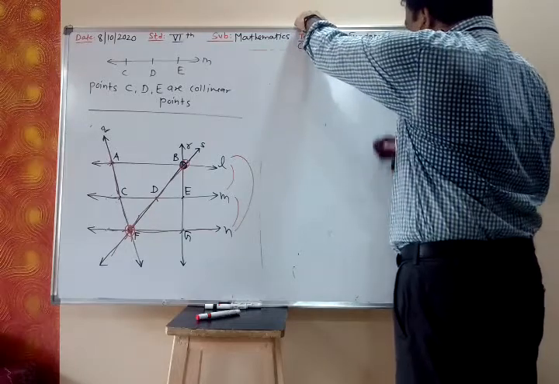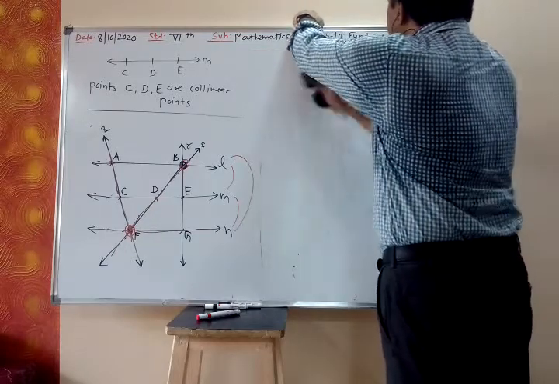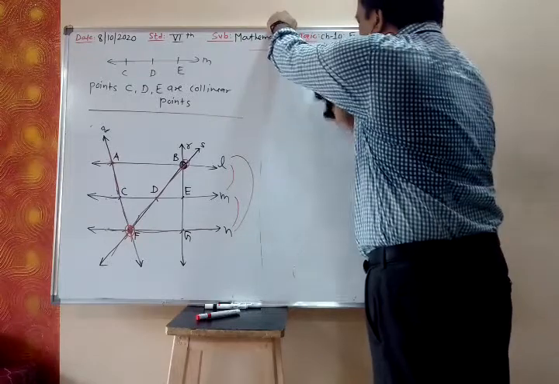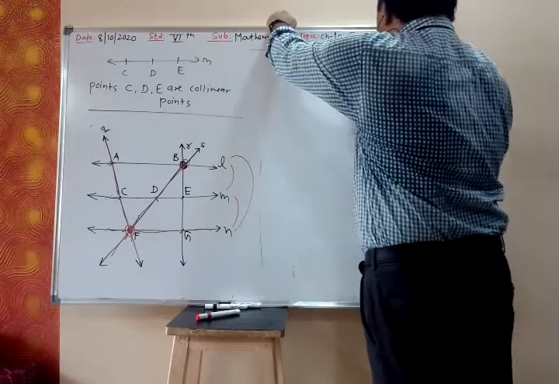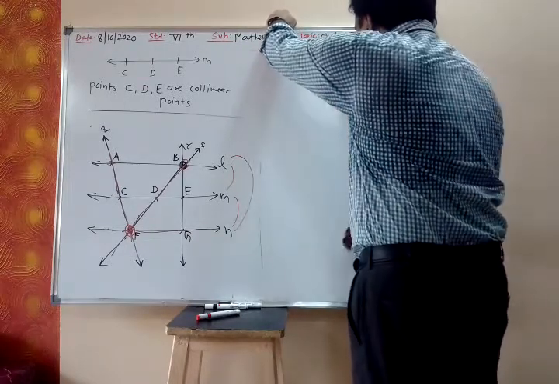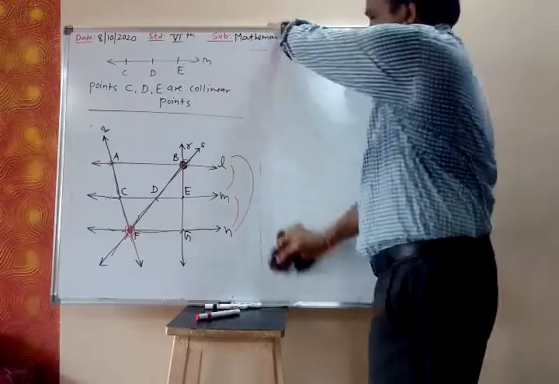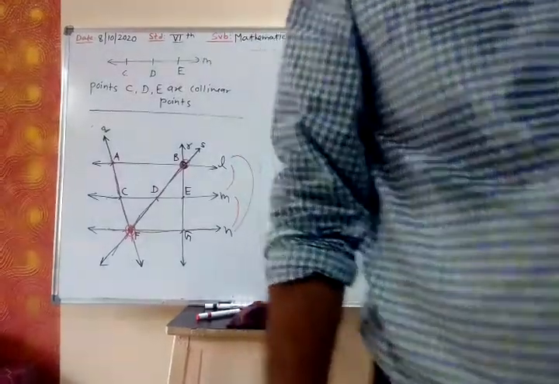See, concurrent lines means when 3 or more lines meet each other at one common point.